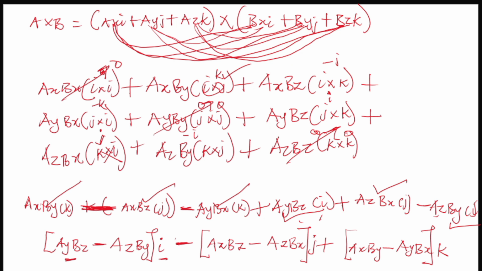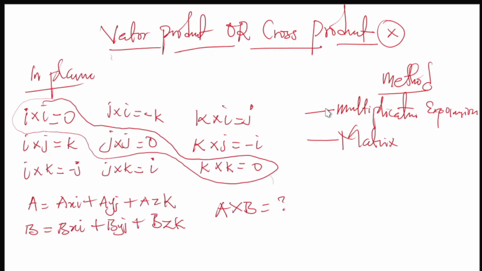Now let's use the second method to confirm if what we have here is the right answer. And what's the second method? The second method is basically our matrix method. Now take down matrix method. For your matrix method, our interest is I, J, K.